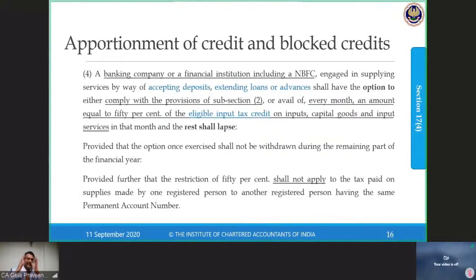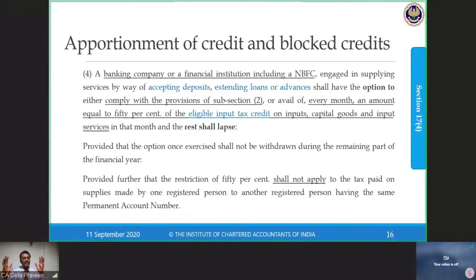The rest shall lapse. So this is a very, very simple equation they have given in relation to a banking entity. Whatever you procure, first and foremost you check, is it in relation to business? The answer is yes, take 50%. If it is not in relation to business, then the entire thing shall be a cost to you. Provided that option 1's exercise shall not be withdrawn during the remaining part of the year.